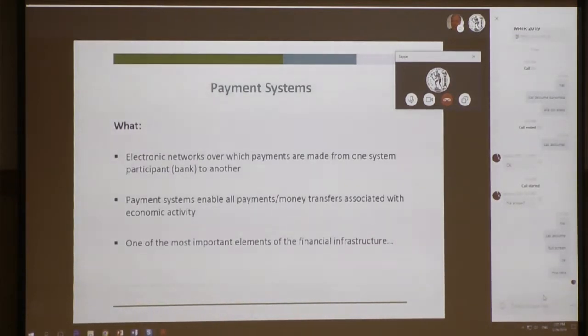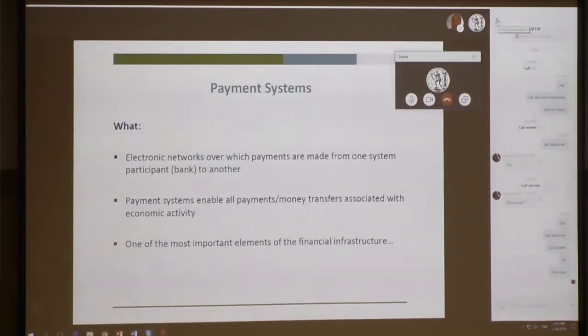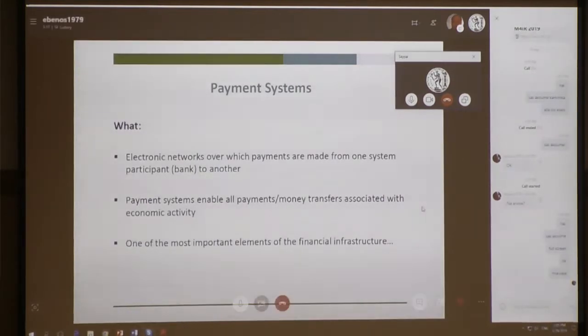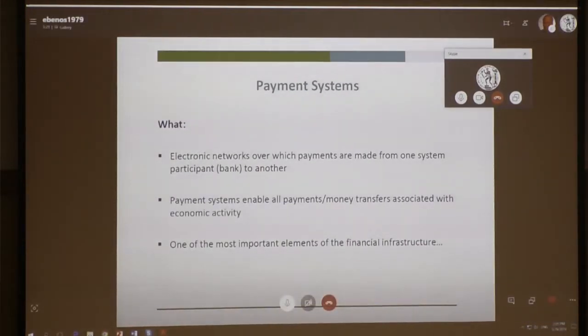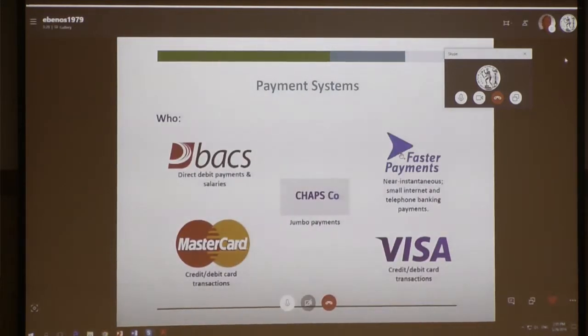Payment systems allow us to send and receive money to and from one another. Without payment systems, we wouldn't have any economic activity. So they're one of the most important elements of any country's financial infrastructure. Now, in the United Kingdom, you have several different payment systems in operation. Here are some examples, and the reason you have several is that each system is used for a specific purpose.